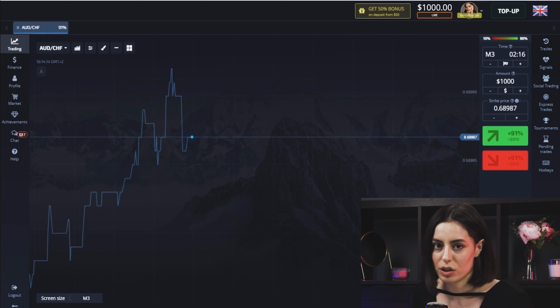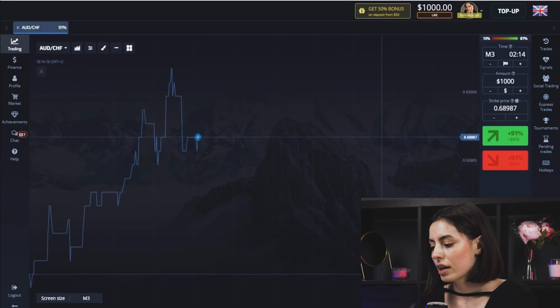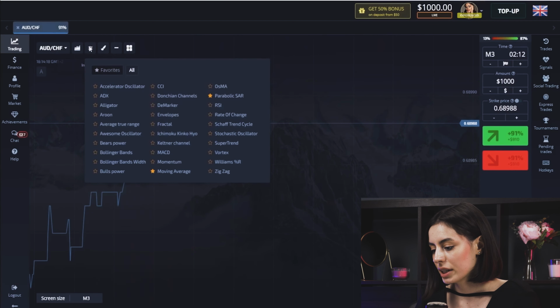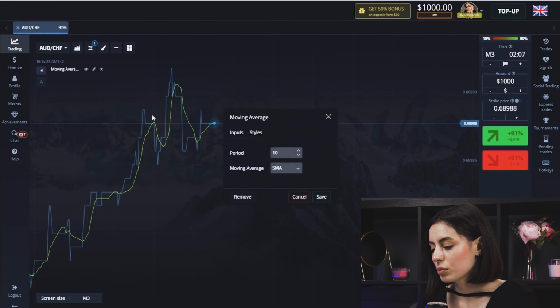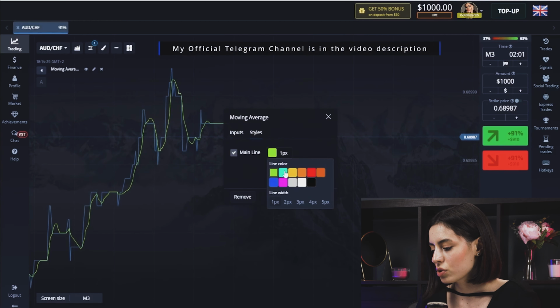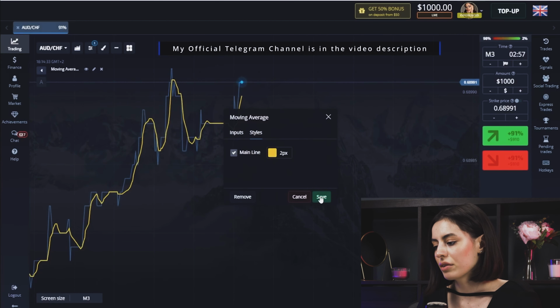So we start as usual with the indicators, and the first one is going to be the moving average, the below one. And we change the period to 6. Yes, we leave it at 6 and leave it as SMA. With the styles, I just choose the yellow color, thicken the line, and we save.